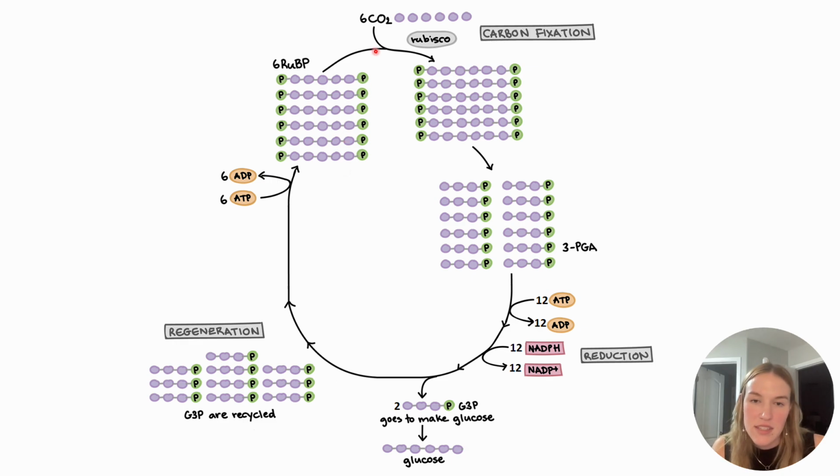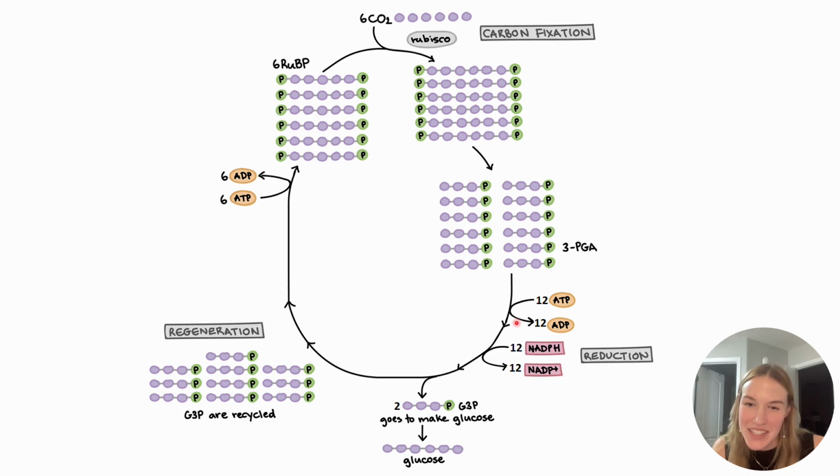6 RuBP is going to be 30 total carbons because there are 5 carbons per RuBP. There are 6 CO2s, which means we have 6 carbons. That means that I can make 6 6-carbon molecules. That is 36 carbons. Now I split those in half. I'm going to have 12 3-carbon molecules. 12 3-carbon molecules is still 36 carbons.